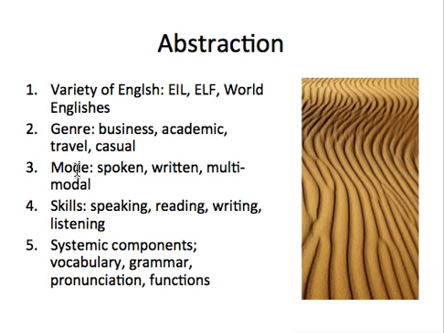If you think of abstraction, we're doing it all the time. So in one sense, the actual variety of English that we teach in the classroom, and there are different varieties, in itself is a choice. So EIL refers to English as an international language, ELF, English as a lingua franca. Are there different world Englishes? There's American English, there's Canadian English, there's Australian English, there's British English, there's Indian English.